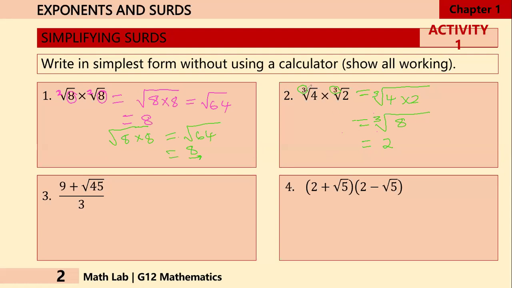Remember, guys, on number 2, the powers are the same here. You can see this 3, 3 here. So we're going to multiply the insides, or the numbers under the root. So it's going to be 4 times 2, the way I wrote here. And then 4 times 2 is going to give us 8. And then cube root of 8 gives us 2. Is that fine for everyone?